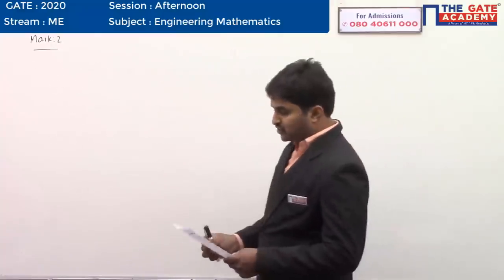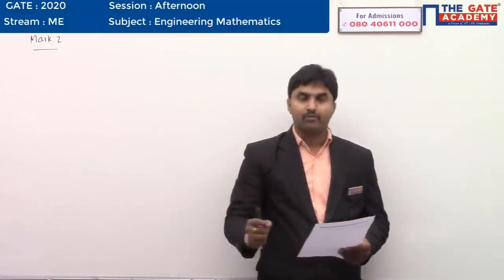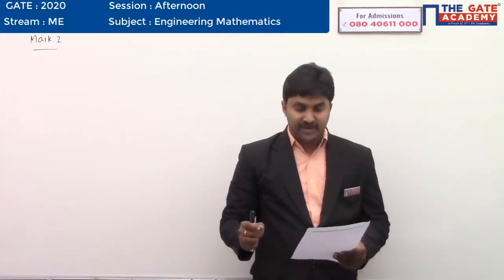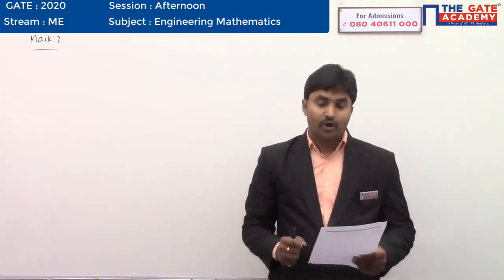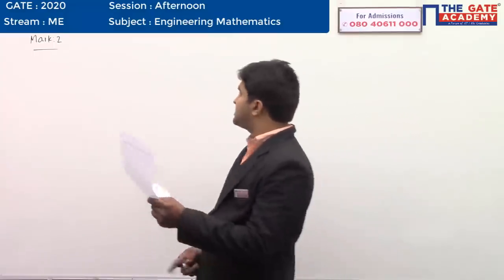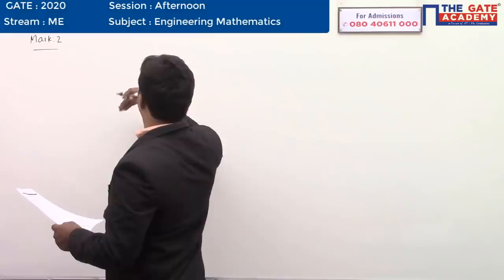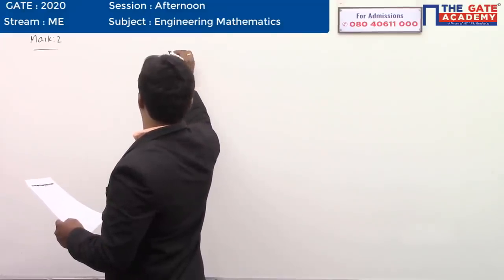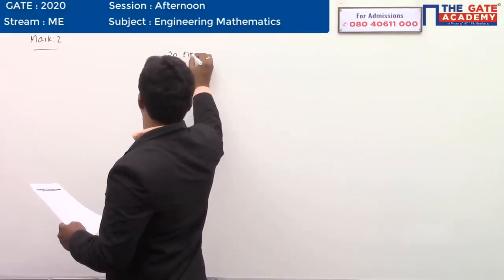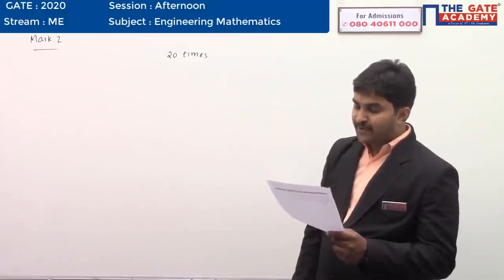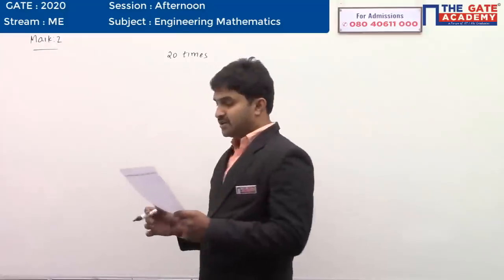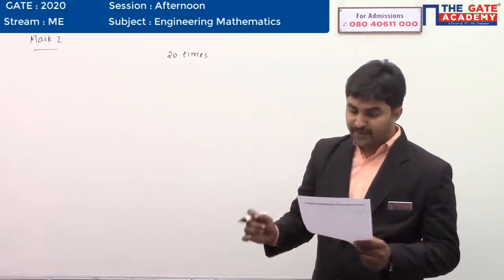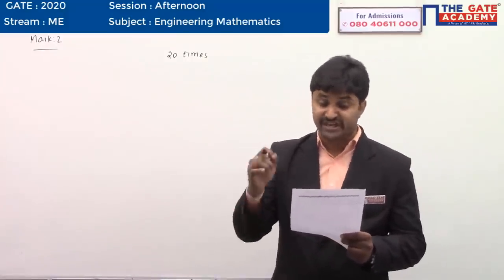Let us go for the next question. In this question, it's a probability based question which has been asked for 2 marks. Now first of all, let me read the question. A fair coin is tossed 20 times. It means there is a fair coin. It means the probability of head is equal to probability of tail. A fair coin is tossed 20 times. The probability that head will appear exactly 4 times in the first 10 tosses.